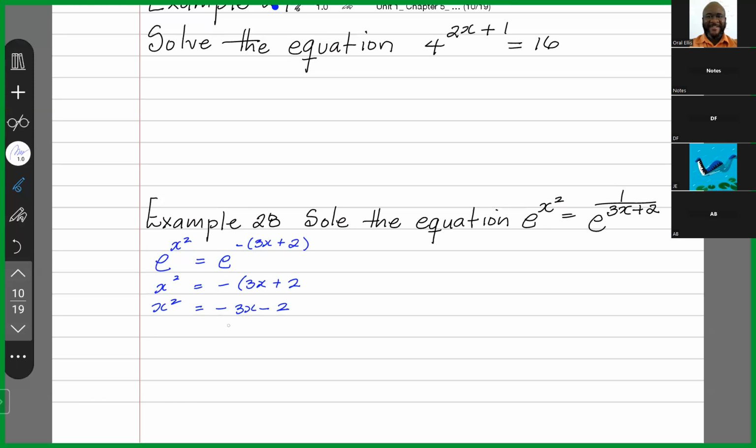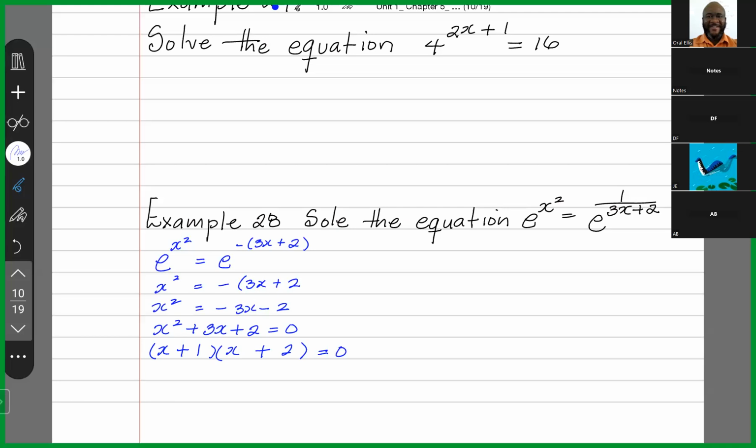Then, since it's a quadratic equation, the first step to solving a quadratic equation is to ensure that one side of the equation is equal to 0. The 3x and the minus 2 on the right, I'm going to bring them over to the left. So negative 3x goes over and becomes positive 3x, and negative 2 goes over and becomes positive 2. Next, I'm going to factorize the quadratic expression on the left. I'm going to get x here, 2 here, 1 here, and both signs are plus, and this is equal to 0.